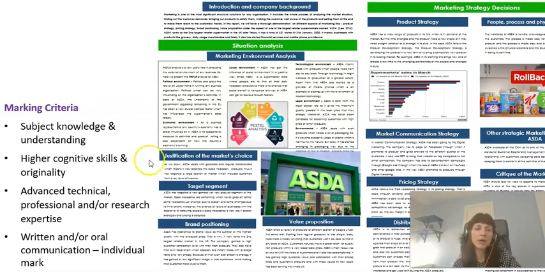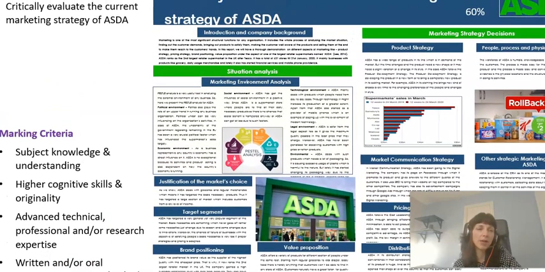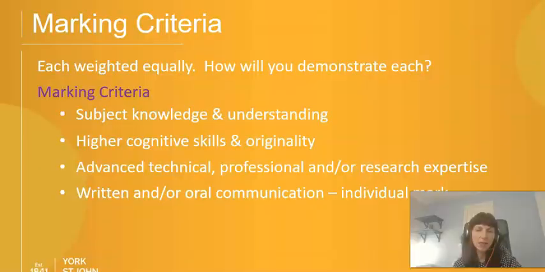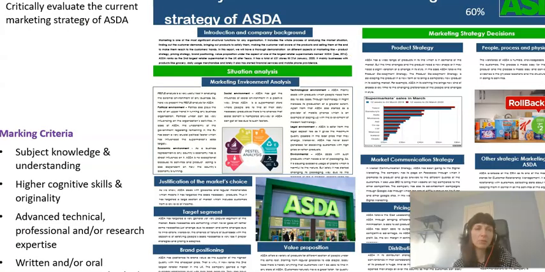And I just want to go back with the marking criteria, the 4 elements that I mentioned. Each of those are worth 25%, so they're equally weighted in terms of the marks that you can get. So let's have a look at some previous ones and decide how we'd weight those.